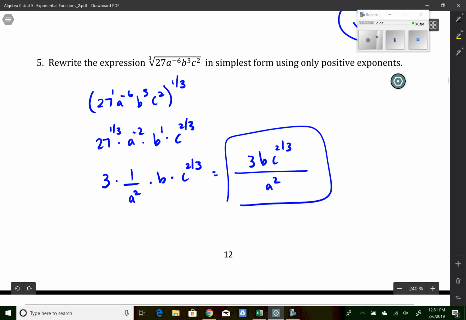If I wanted this in simplest radical form, I could do 3b cube root of c squared all over a squared, if it asked me that.